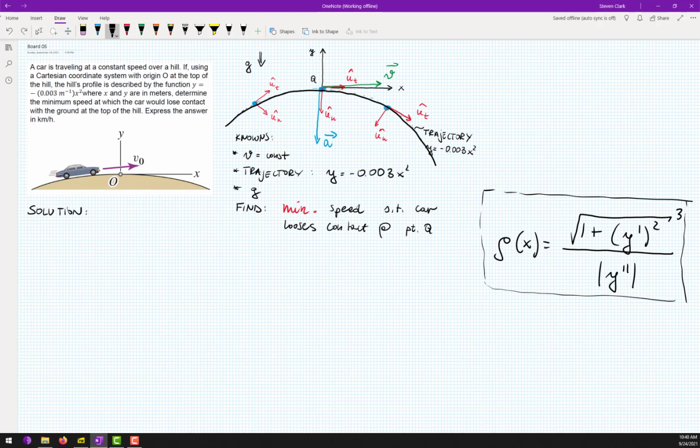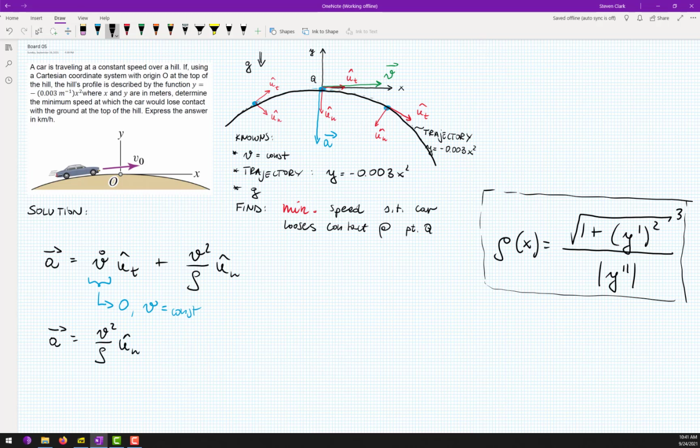Okay, so let us write down our magical expression once again: a equals v dot u_t plus v squared over rho u_n. What is v dot, by the way? It is 0, because velocity is constant. That simplifies the problem tremendously, because our a will have only one component. Now I would like you to tell me what is the requirement so that our car starts losing contact.